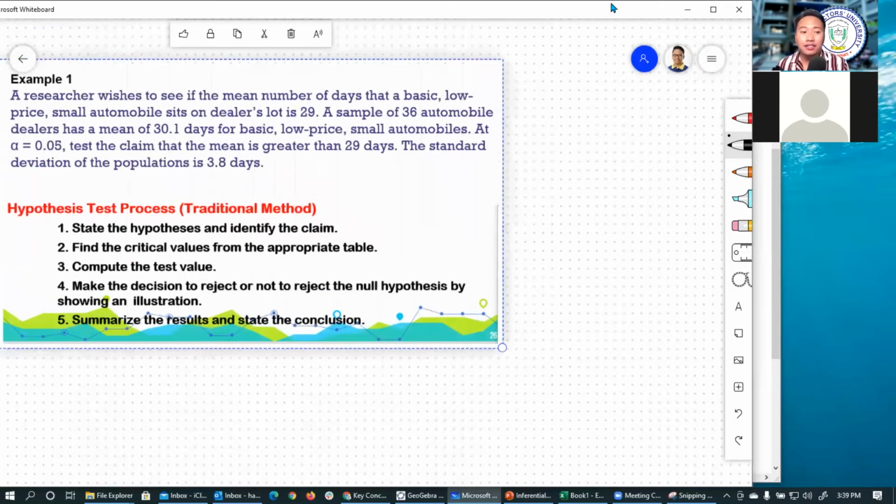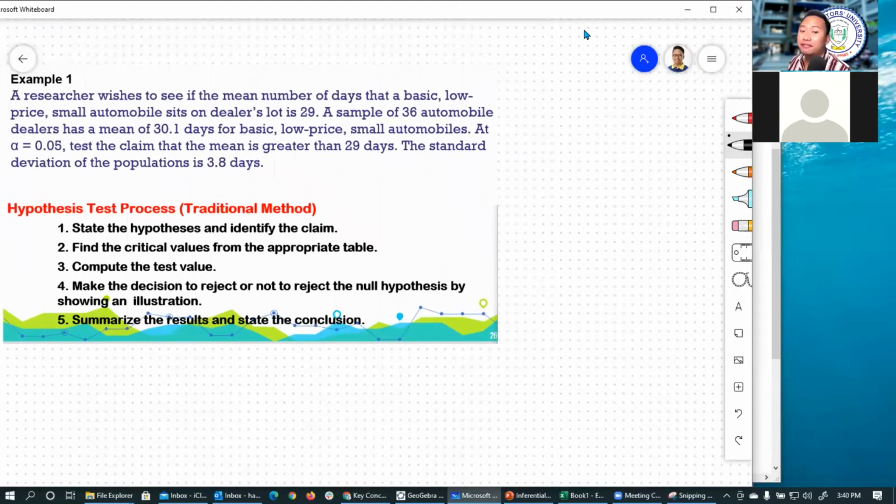Okay. A researcher wishes to see if the number of days that a basic, low-price, small automobile sits on a dealer's lot is 29. A sample of 36 automobile dealers has a mean of 30.1 days for basic, low-price, small automobiles. At alpha 0.05, so this is the level of significance that I mentioned earlier that I'm going to set or give. At alpha 0.05, test the claim that the mean is greater than 29 days. The standard deviation of the population is given by 3.8 days.